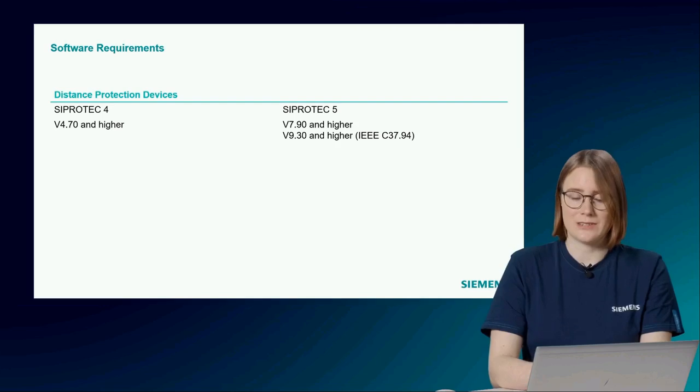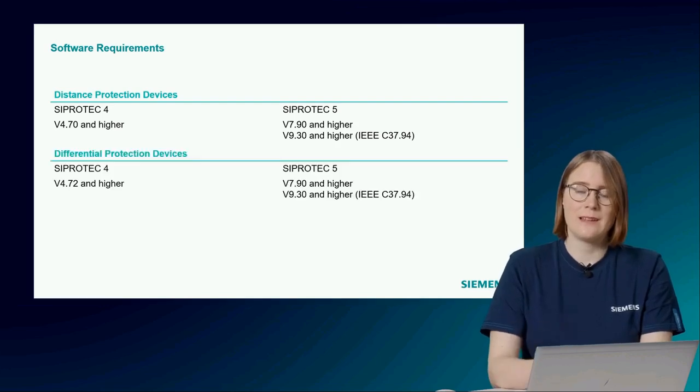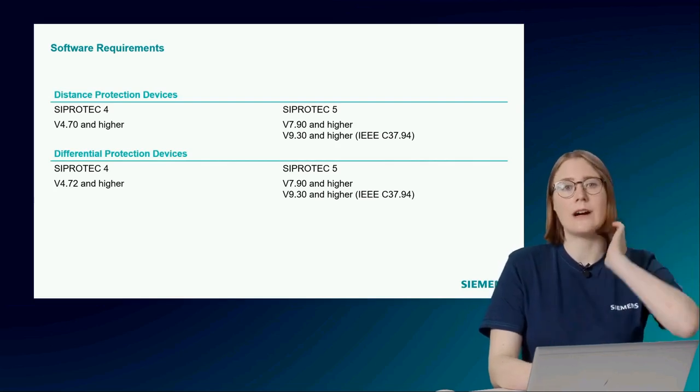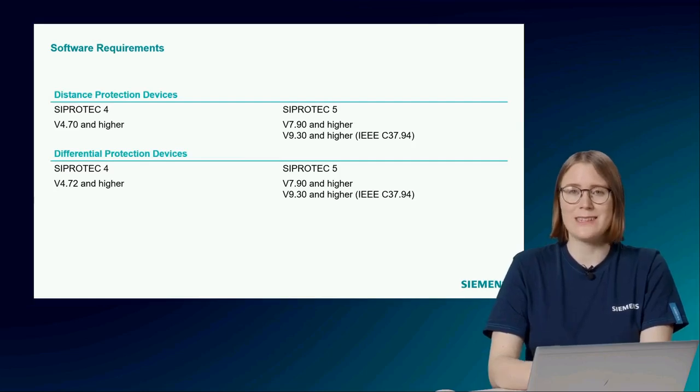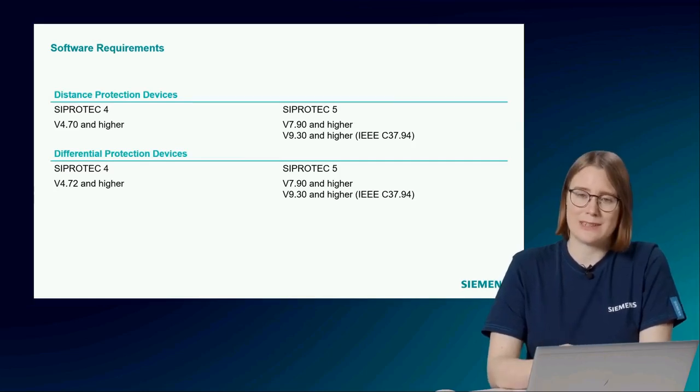C37.94 communication topology. For line differential protection application, you need at least firmware version 4.72 on the CPROTEC 4 side, and again a firmware 7.90 or higher on the CPROTEC 5 side, or 9.30 for the C37.94.